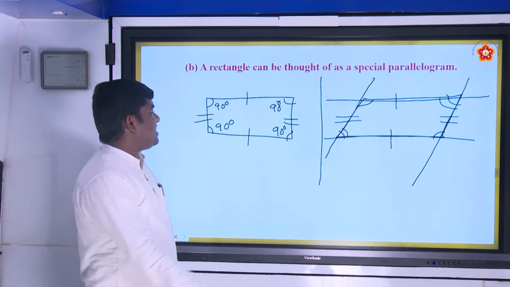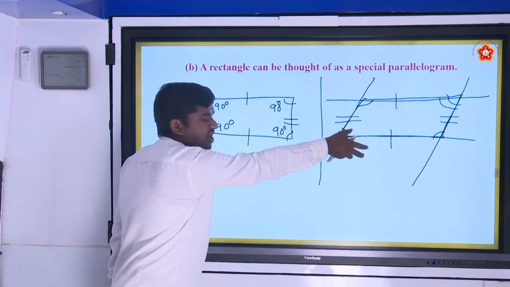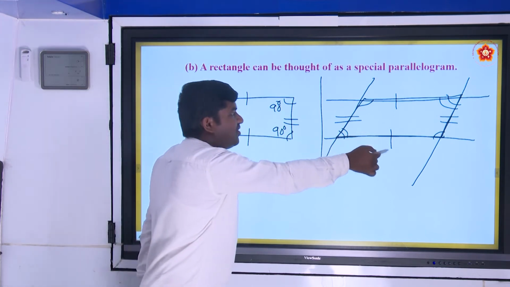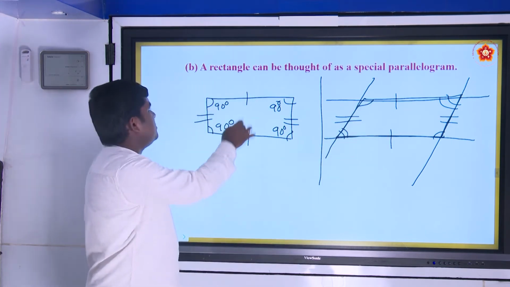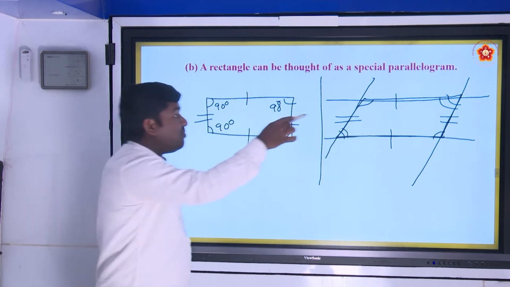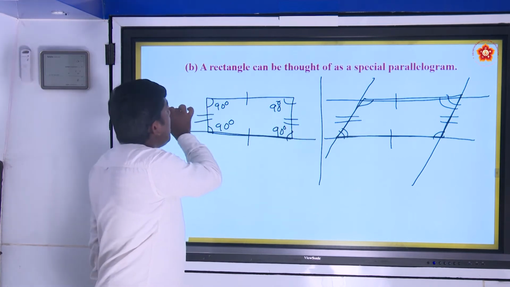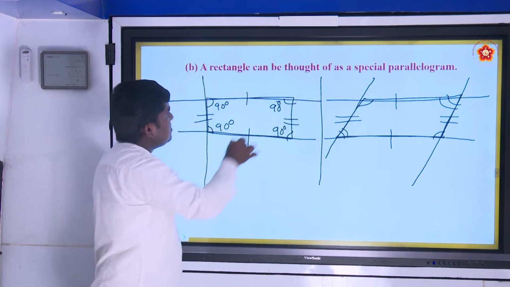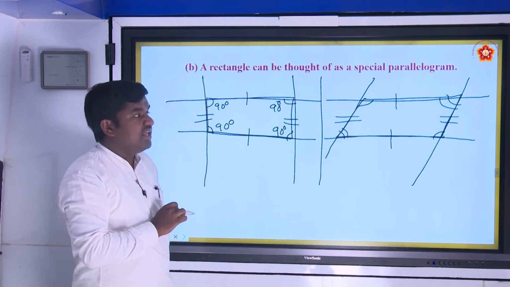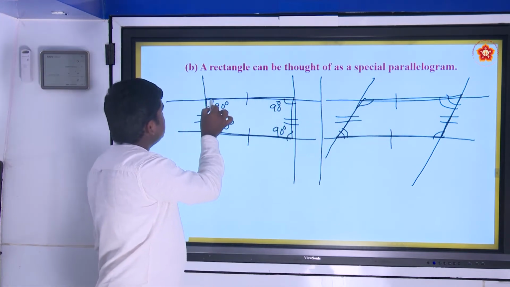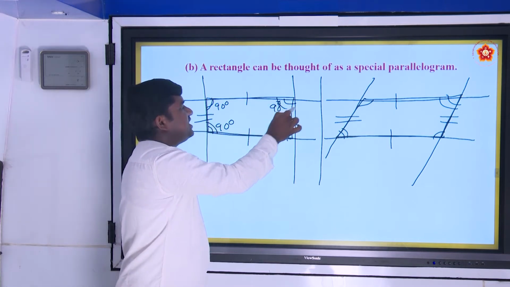Yes, shall we check whether all the properties which the parallelogram has, the rectangle also has or not? Yes, first property, opposite sides are equal. See here also opposite sides are equal. Opposite sides are parallel. See here also opposite sides are parallel. These two sides are parallel. Next, opposite angles are equal. See, this side is equal to this side. This side is equal to this side.